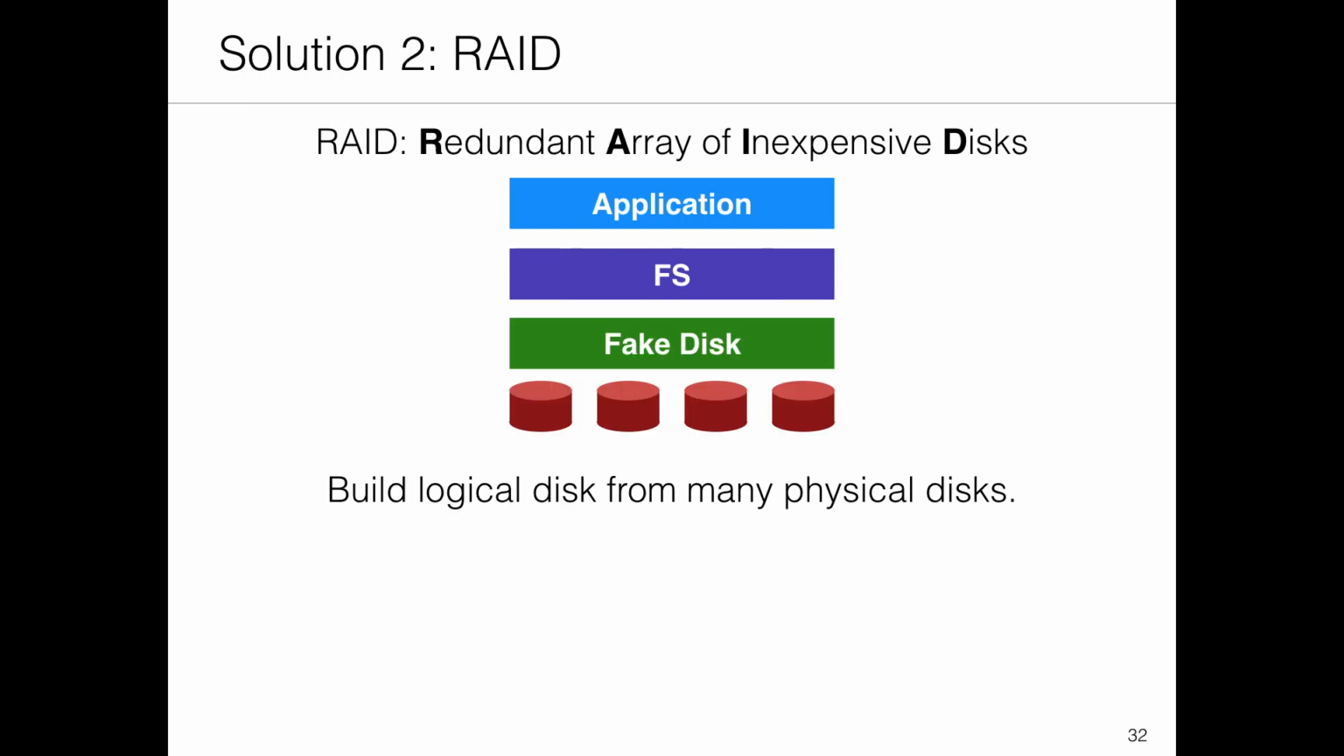The other cool idea which came out of this great paper is to build a logical or fake disk from many physical disks. The application and the file system don't see this as a fake disk. For them, this is just a regular disk. So this is again virtualization in its purest form. I think this is a very, very cool idea. This is something which just revolutionized computing at that time. In a minute, I'll come to why this was a very cool idea.